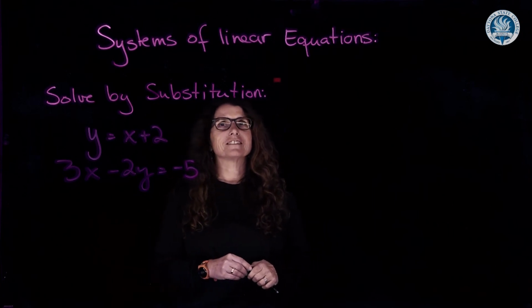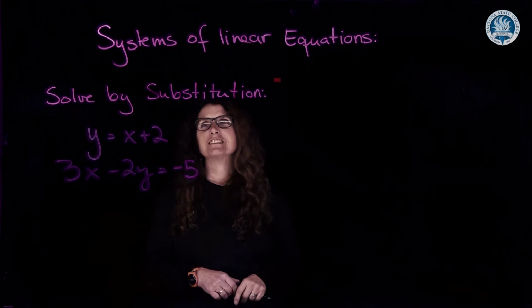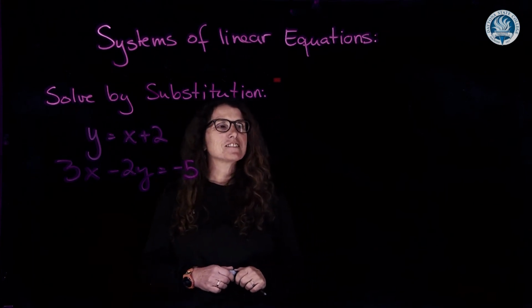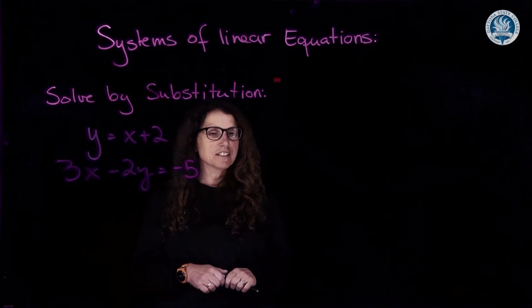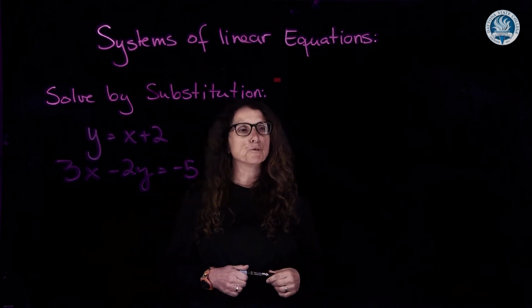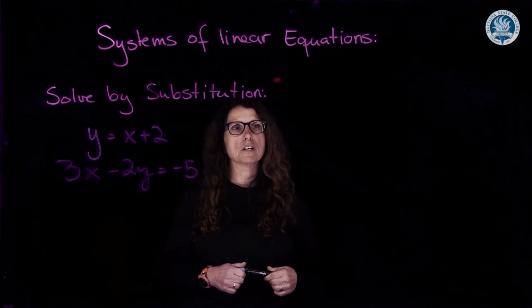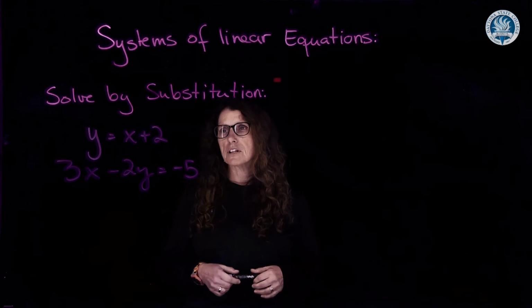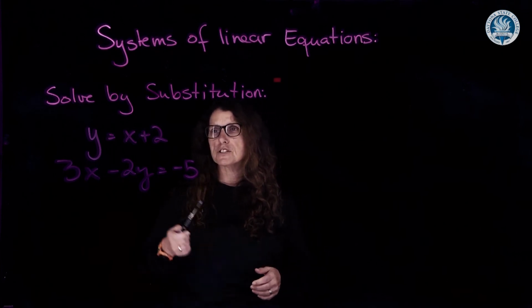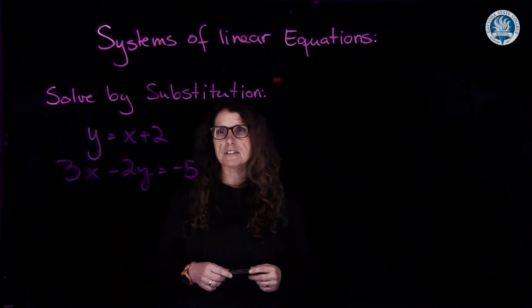Let's take a look at systems of linear equations. A system of linear equations has 2 or more equations. It really all depends on the amount of variables that you are looking for. We are looking at a system of equations that has 2 variables, so I have an example right here.